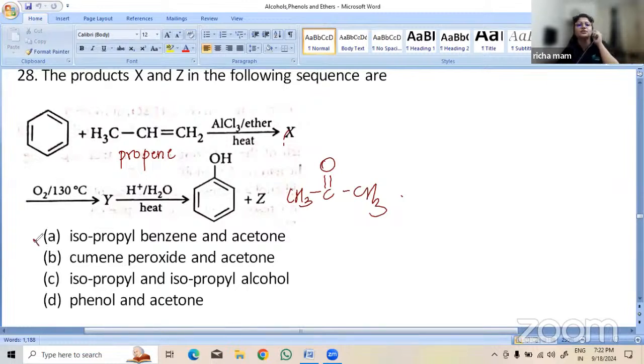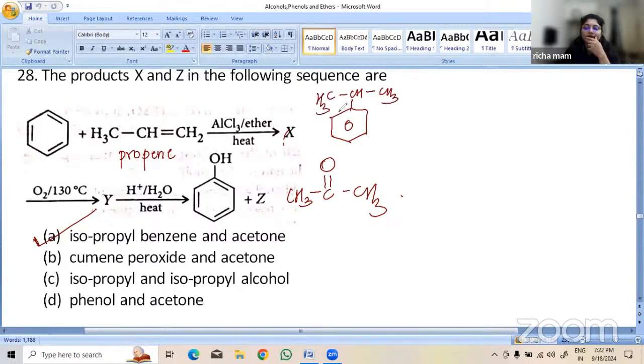So first one, isopropyl benzene. What is X? X is isopropyl benzene. So what are we going to get here? We are going to get isopropyl benzene, that is CH3.